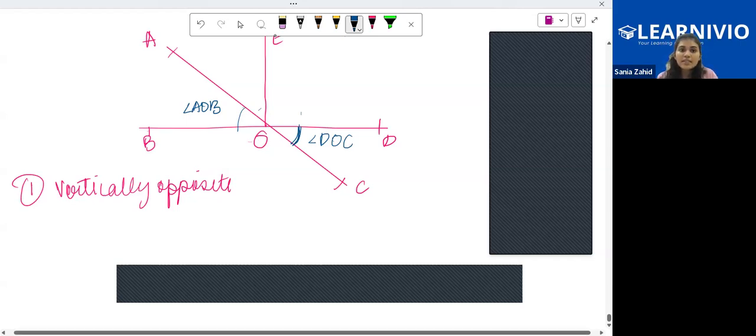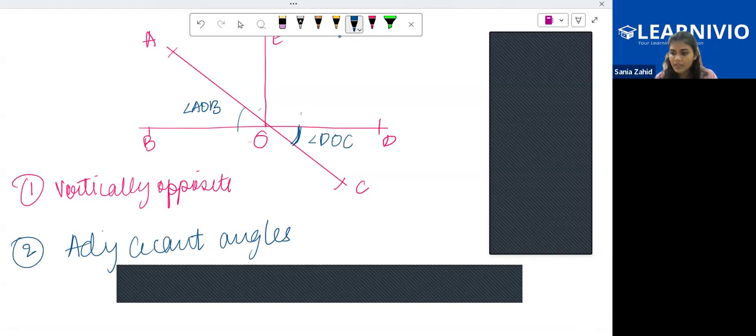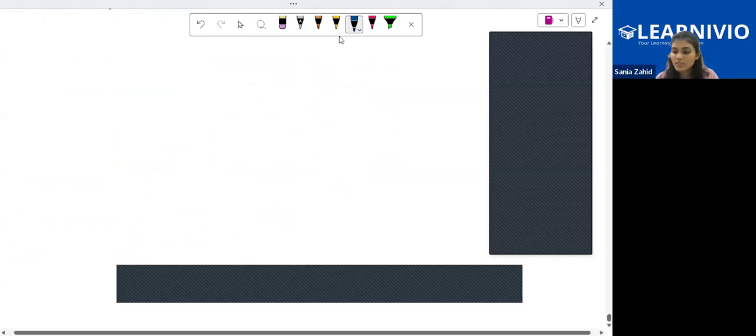Now I say adjacent angles. Does anybody know what are adjacent angles? I guess you guys don't know. Okay, wait, let's do one thing. I'll first teach you these angles. I guess you don't know vertically opposite, adjacent, complementary, etc.